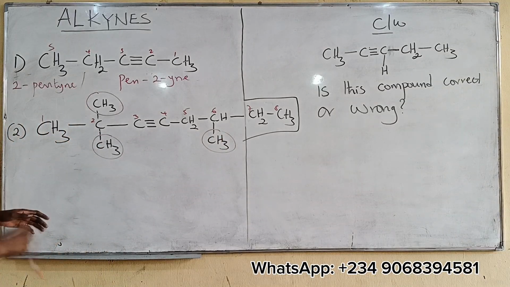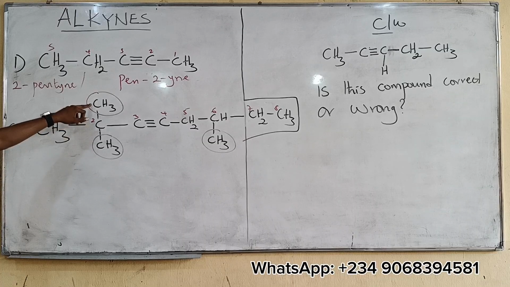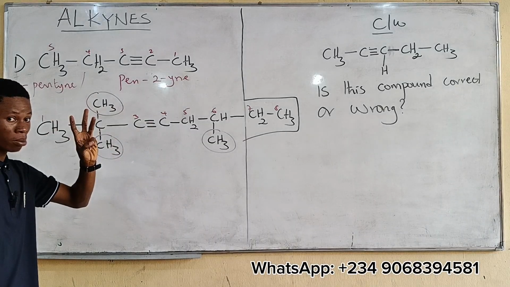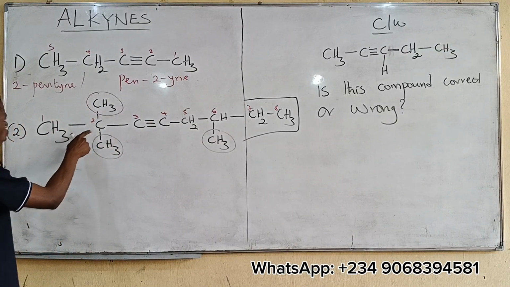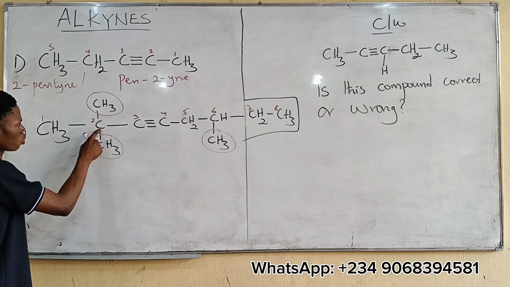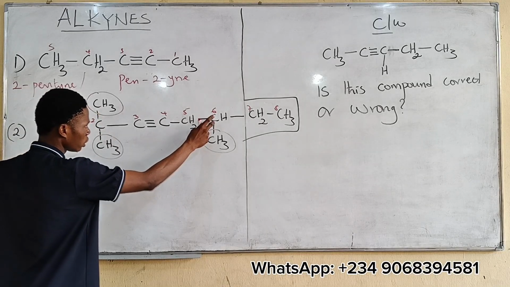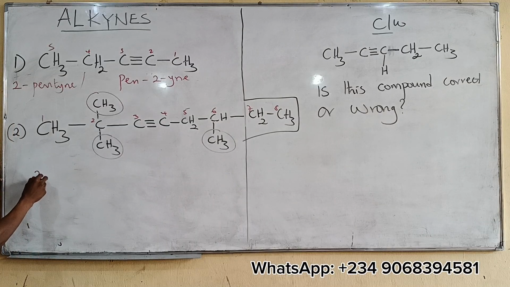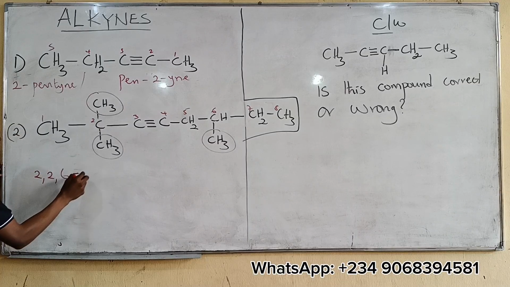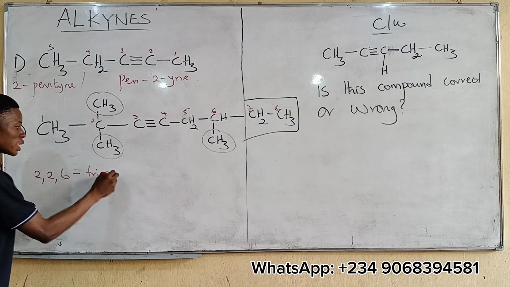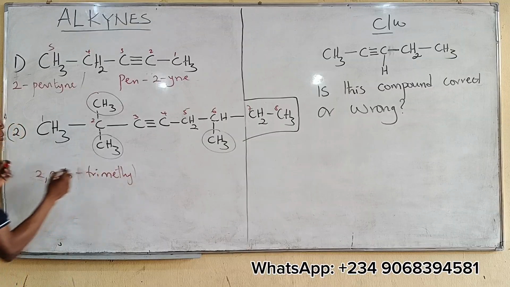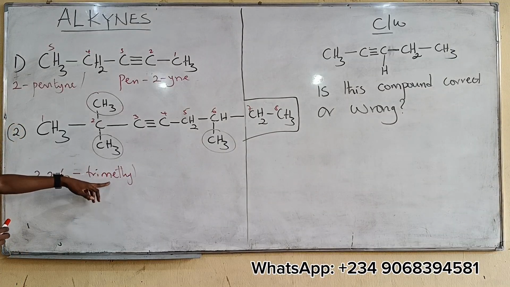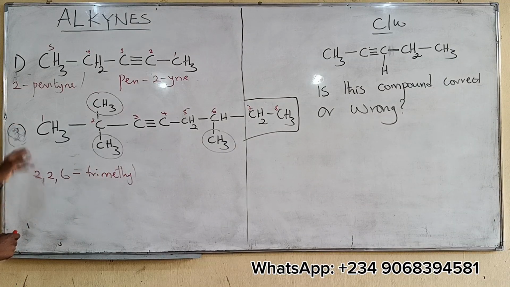Good. Now, let's name the substituents. Is this a methyl substituent? Methyl. We have 3 of them. This one is on position 2, this one is on position 2, and this one is on position 6. Meaning we have 2, 2, 6. And since there are 3, I'll say trimethyl. So 2, 2, 6 trimethyl. Then I'll now name the parent.